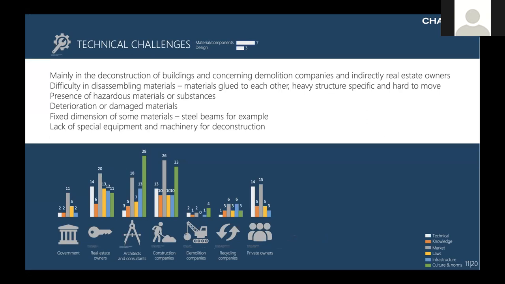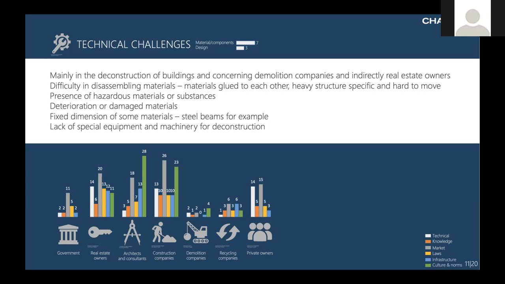If you look into the challenges that were mostly mentioned, the construction of the buildings are concerning demolition companies and indirectly real estate owners. There is a difficulty in disassembling materials. Materials are glued to each other. Heavy structures cannot be moved from place, so they have to be dismantled on site, for example. It might have presence of hazardous materials or substances. Some of these materials and products might be deteriorated. Some materials and components also have fixed dimensions that cannot be reused directly, steel beams, for example. And there's also a lack of special equipment and machinery for the construction.